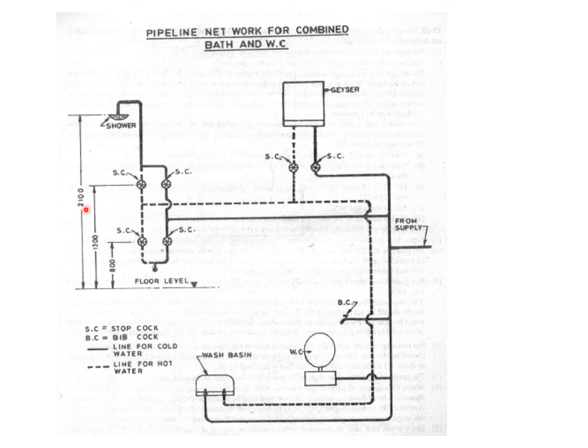So you can see the shower height. SC is nothing but stop cock arrangements, pillar cocks, and water line for the cold water. This is a geyser. The dotted line shows the line for the hot water, and the continuous line shows the water line for the cold water. So up to this point we have seen the different arrangements.